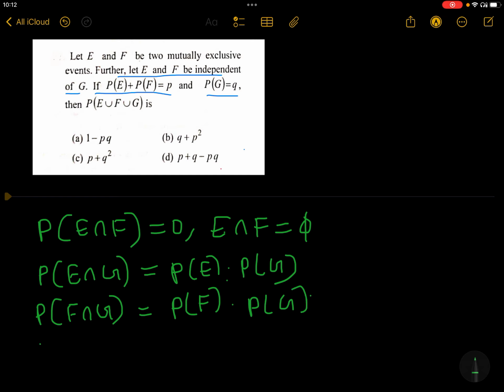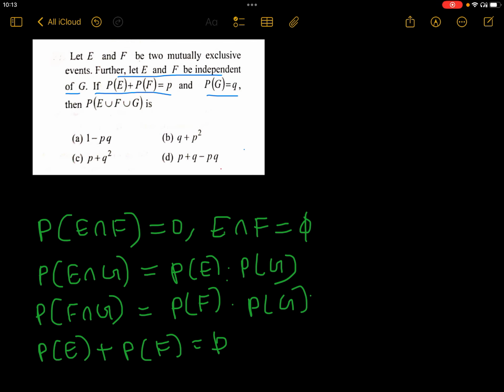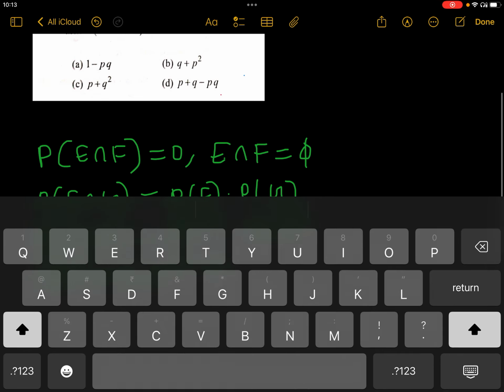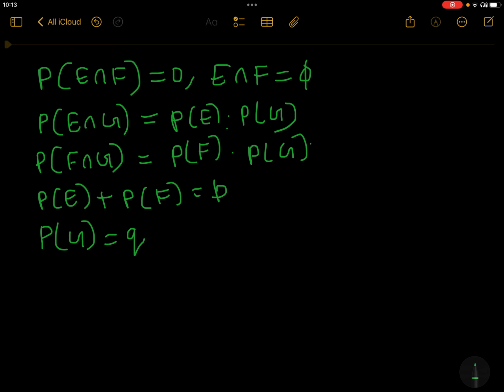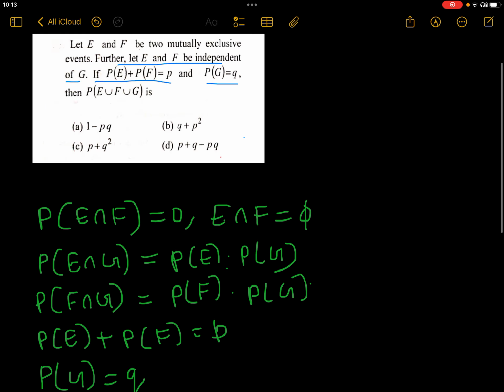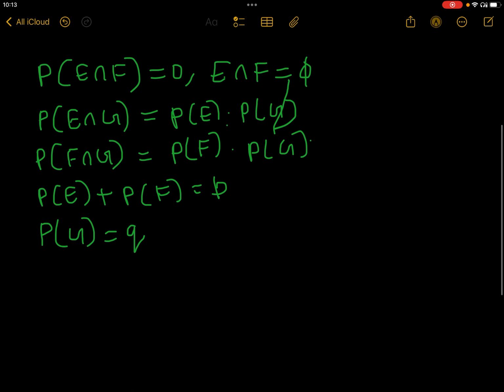Also given, P of E plus P of F is equal to P, and P of G is equal to Q. Now we need to find P of E union F union G.